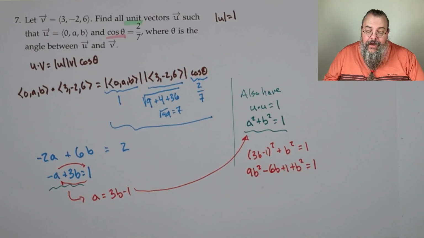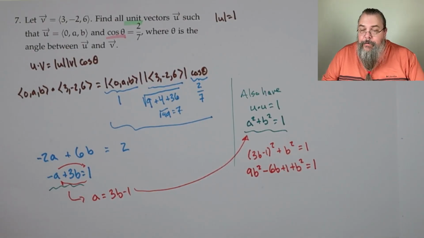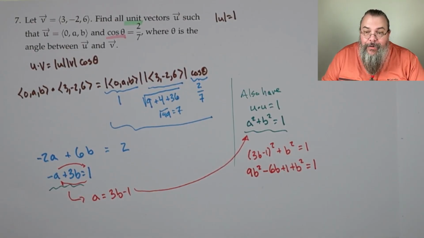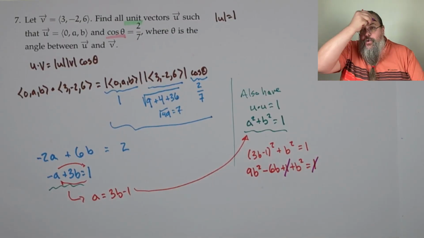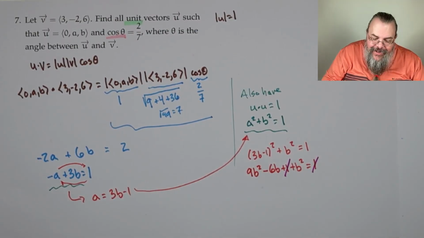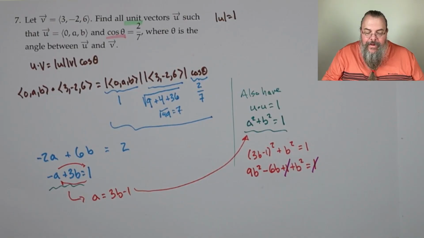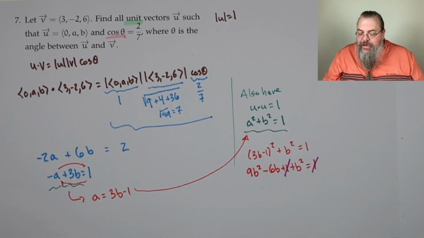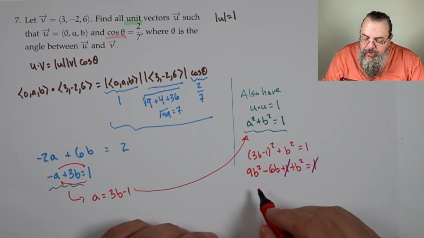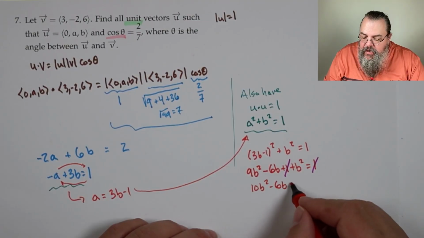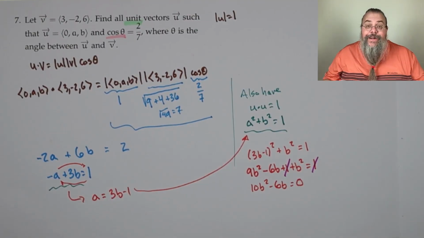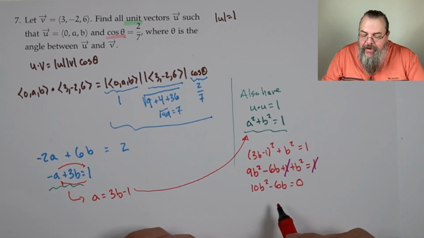And as if it was planned, because I think it was, the ones cancel. Good. That'll make things a little bit nicer, right? Because what do we have? We really have 10b squared minus 6b equals 0. And now we have to solve. And how do we factor this?